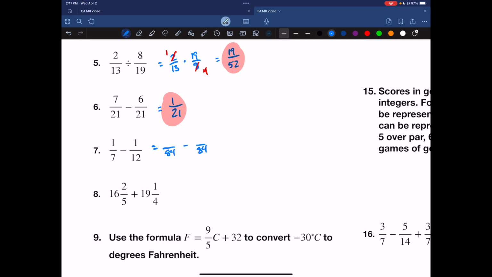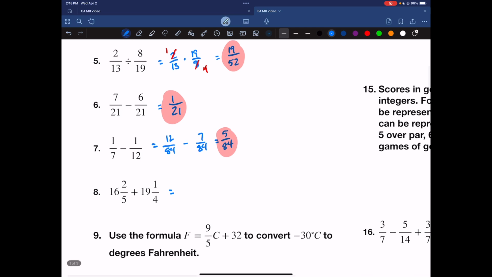So 7 goes in 84 12 times. So that's going to be 12 times 1 is 12. 12 goes in 84 7 times. 7 times 1 is 7. Okay, and then you have 12 minus 7 is 5. 5 over 84. That's my answer. Again, you know that's not going to reduce because 5 only goes into numbers that end in 5 and 0. So just heads up on that one.